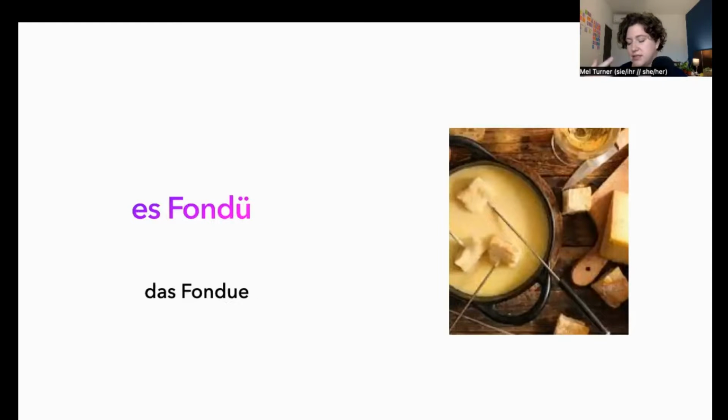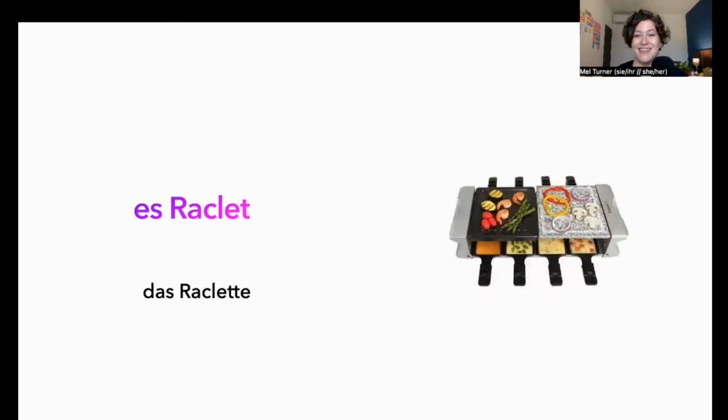Then we have the classic fondue. We also very often write it with UE. I just wrote it with a U here so you can see how it sounds. And then what's the other cheesy goodness we eat? Raclette, exactly. And then if you do it at home, it looks like this.